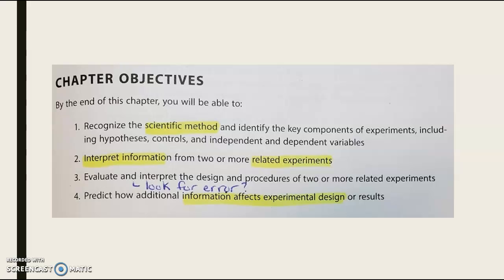So our chapter objectives, once you're on page 563, are to be able to recognize the scientific method, know how it goes in a sequence and how it's used, be able to interpret information from experiments. Some may be related, some may be differing. Be able to evaluate and interpret design, looking for error. Are there any procedural errors in experiments? And then lastly, be able to predict how information affects experimental designs or results.